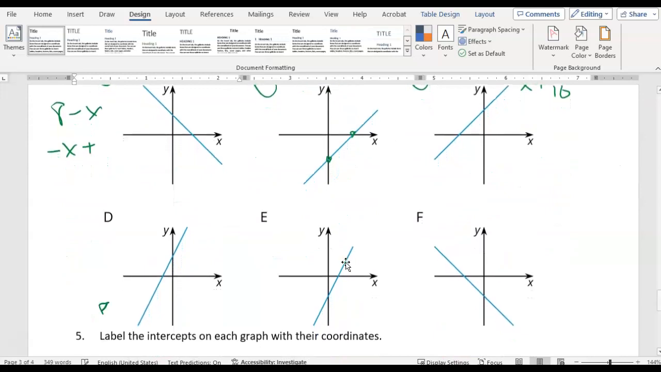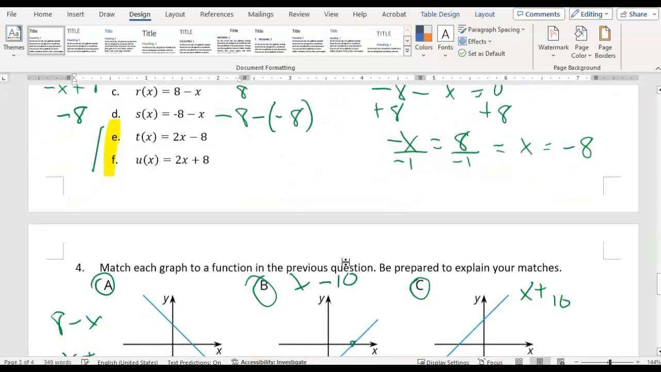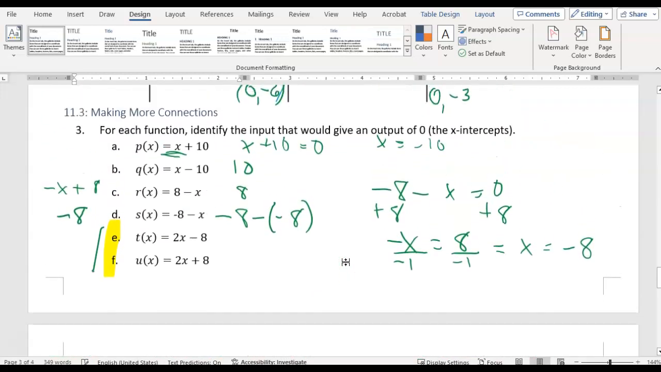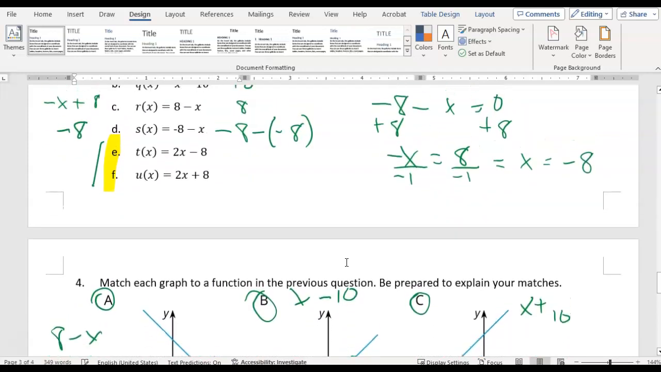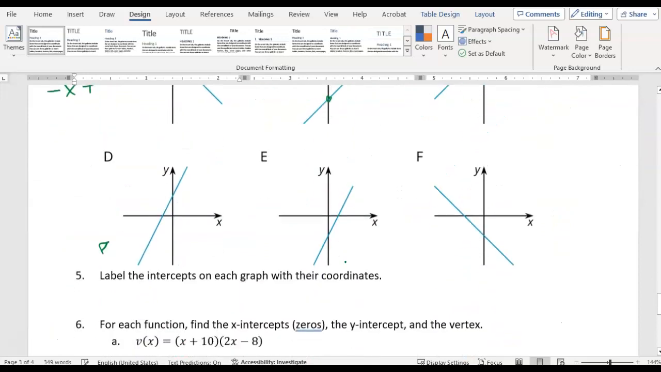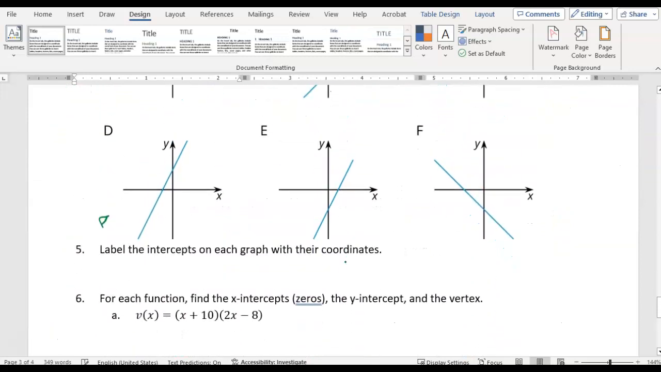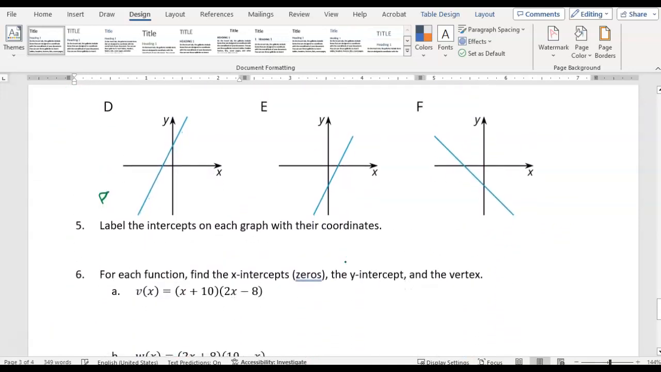Okay? Since I've done the first 3 for you and eliminated 3 of those matches, I'd love for you to go ahead and continue with the rest of them, figure out which ones align with D, E, and F. Label the intercepts on each graph with their coordinates.